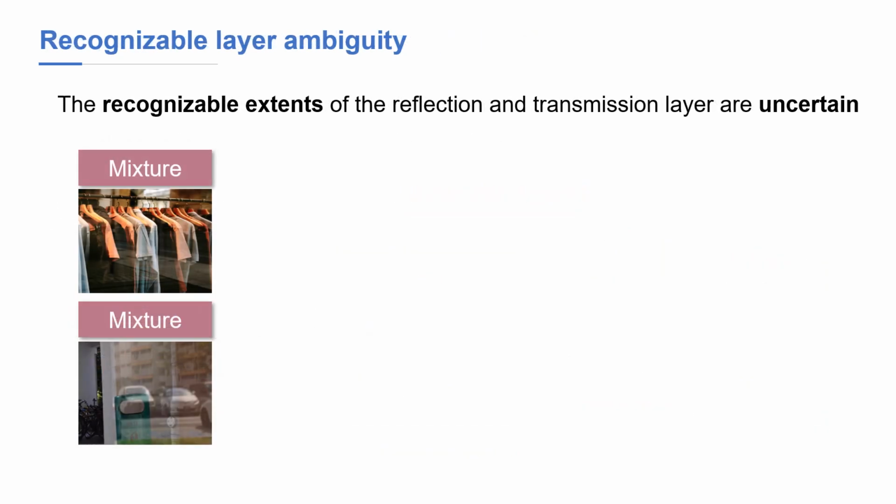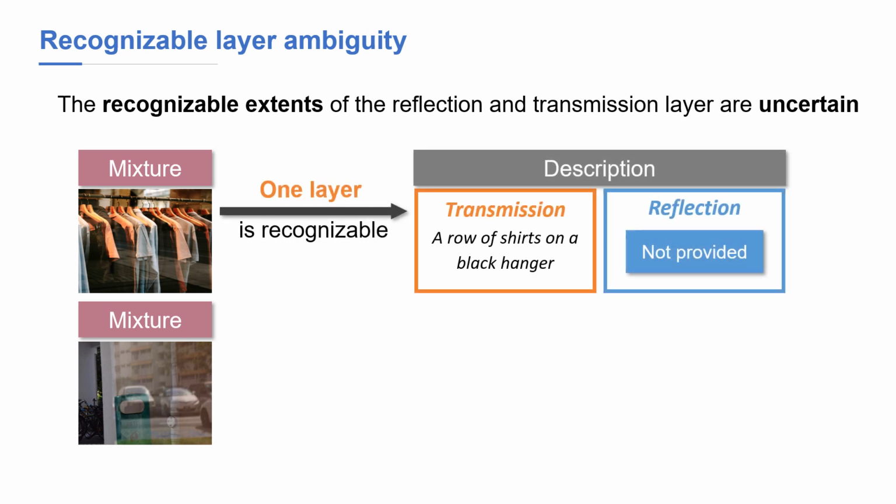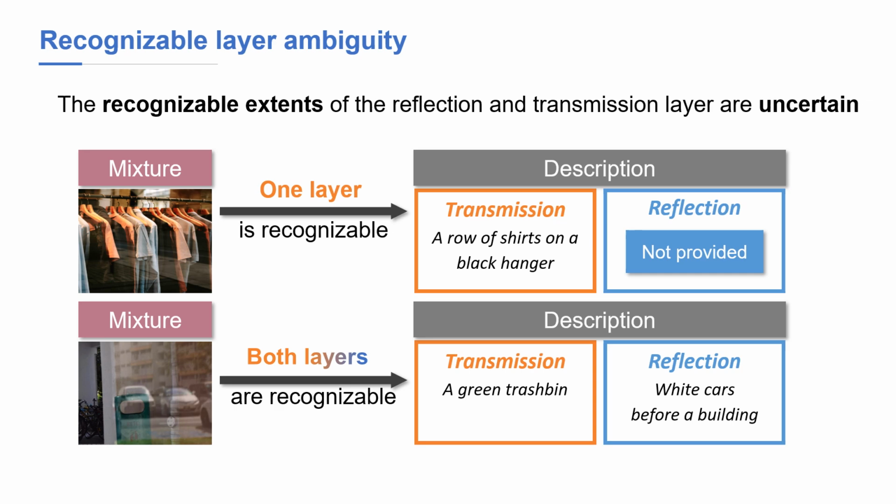The second challenge is the recognizable layer ambiguity. The recognizable extents of reflection and transmission layers in mixture images are uncertain. Specifically, it is possible that either one or two layers exhibit recognizable content, leading to the difficulty of using uncertain quantities of language descriptions.